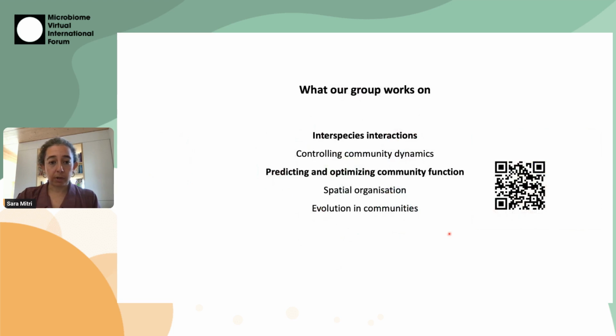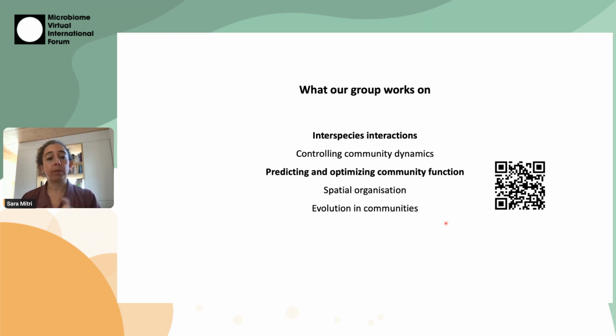So broadly, I could say that our group works on these 5 different topics. So we're interested in interspecies interactions. Those were the arrows that you saw on the previous slide. We're interested in controlling community dynamics, so who exists, who goes extinct. You'll see a little bit of this today.